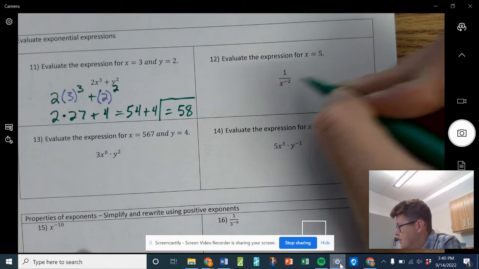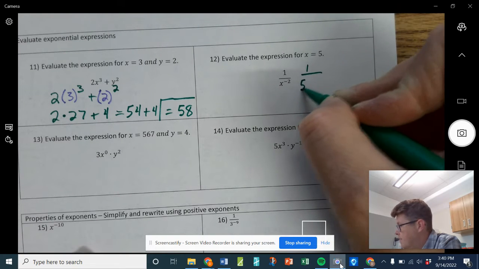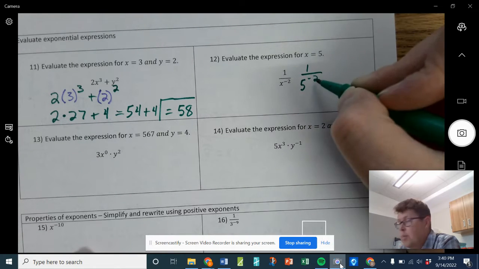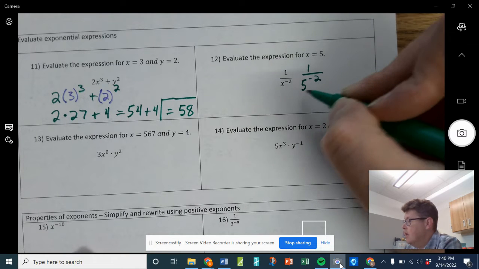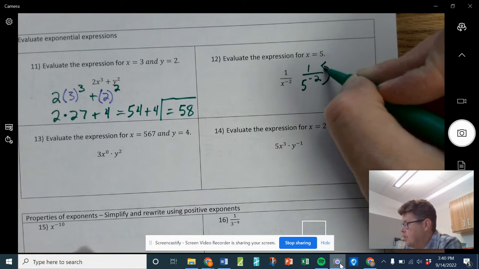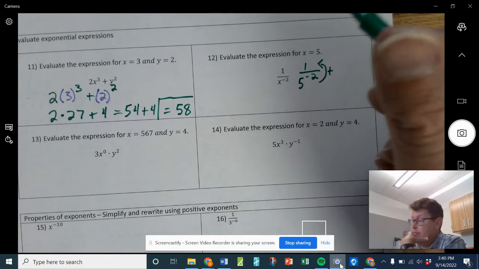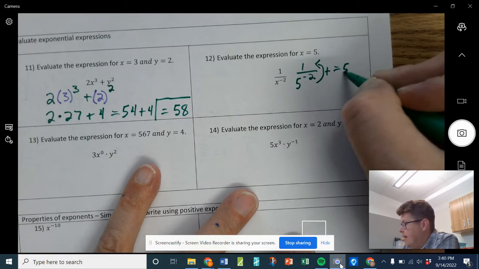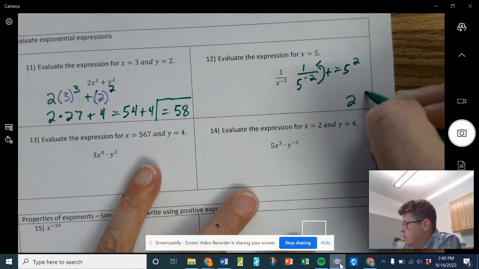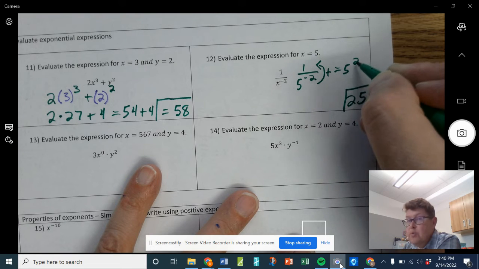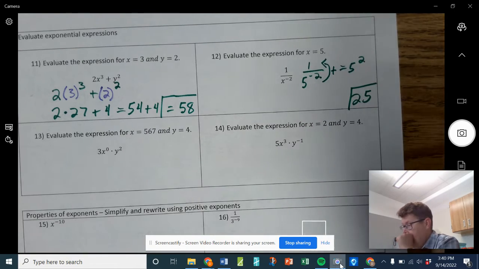All right. Evaluate the expression for x equals 5. Again, this 5 is going to replace the x, so this becomes 1 over 5 to the negative 2. When we have a negative exponent, we bring it to the other side of the fraction, and we change the negative exponent to a positive exponent. So this becomes 5 squared, which is 25, right? Not 5 times 2, it's 5 times 5, okay?